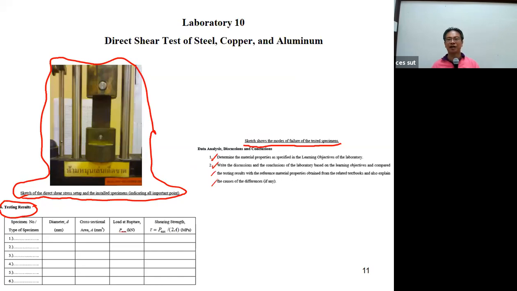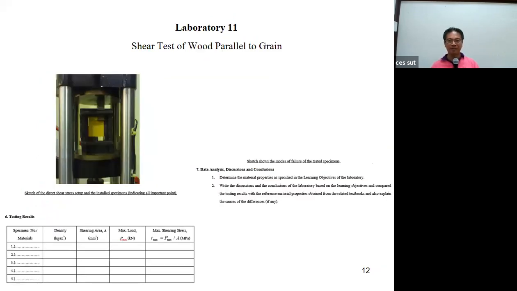The next ones are brass, copper, and aluminum. Sorry, it's not steel. And for the wood, do the same thing.